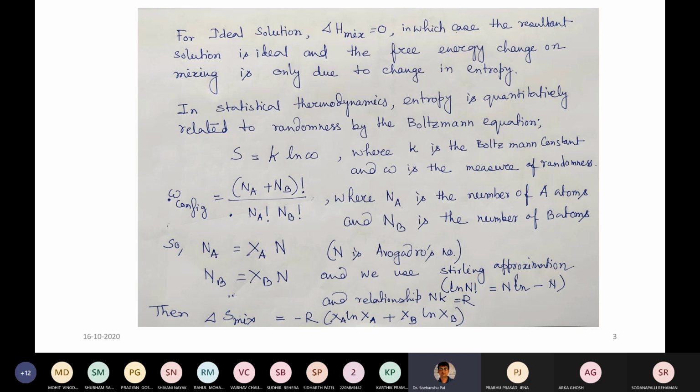Why does it exist? Because this additional randomness comes from the different ways in which atoms can be arranged. So in a solution, the additional randomness is coming due to the different ways in which the atoms can be arranged. This gives additional entropy, extra entropy, S configuration, for which omega is the number of distinguishable ways of arranging the atoms in the solution.